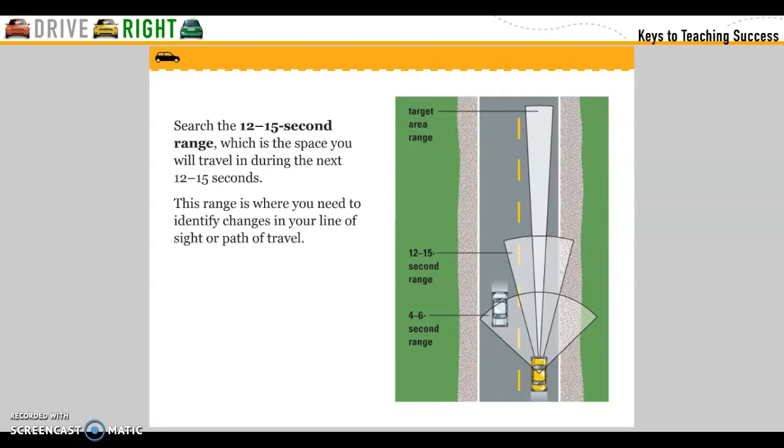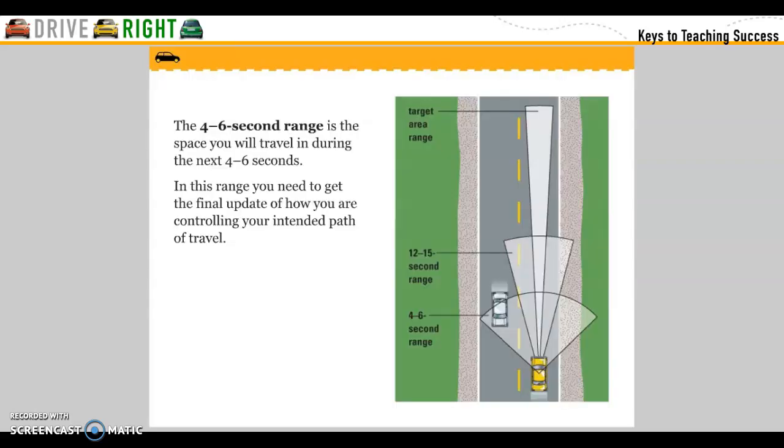Search the 12 to 15 second range, which is a space you will travel in during the next 12 to 15 seconds. This range is where you need to identify changes in the line of sight or path of travel. The 4 to 6 second range is the space you will travel in during the next 4 to 6 seconds. In this range, you need to get the final update of how you are controlling your intended path of travel.